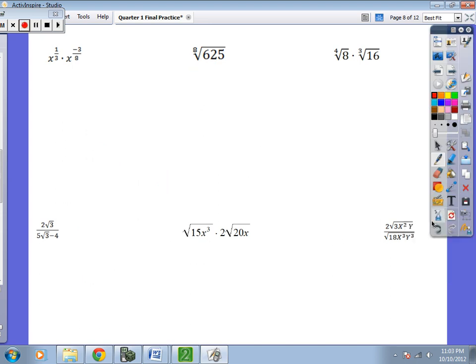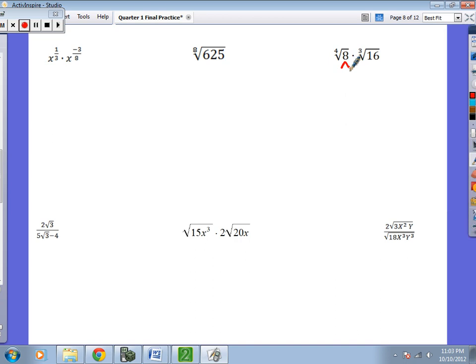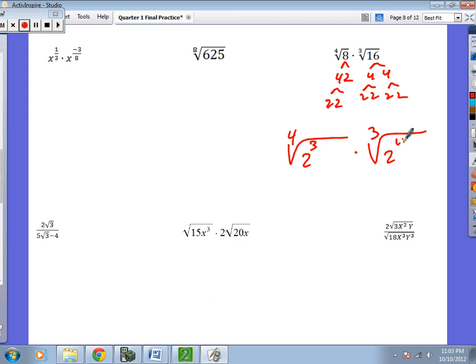Next one. 4th root of 8 times the cube root of 16. So your golden rule, anytime you've got a number underneath a radical, let's prime factor it. Always, always. 8 is going to be 4 times 2, that's going to be 2 times 2, so you're going to look at 4th root of 2 cubed. Now 16 is a 4 and a 4, a 2 and a 2, a 2 and a 2. So cube root of 2 to the 4th.